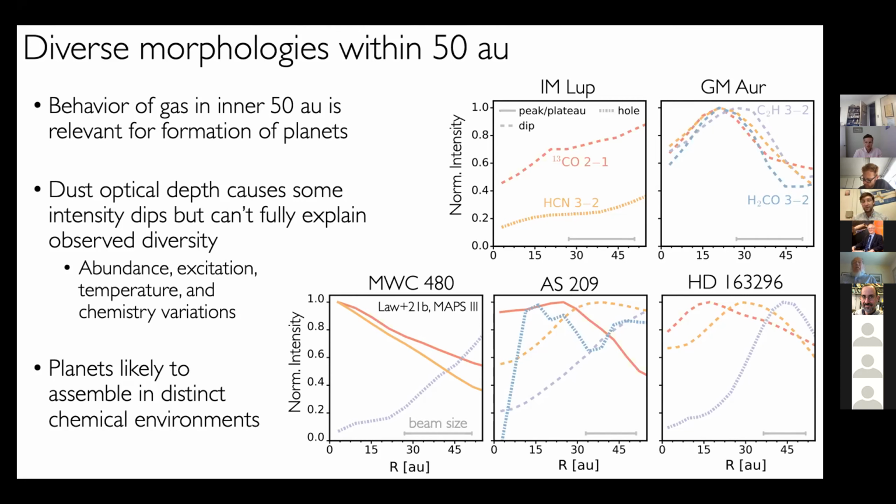And I guess the takeaway from this is that the planets that are going to be assembling in these disks are likely to assemble in very distinct chemical environments. Now, that would be true across different disks, but also true at different radii within the same disks.